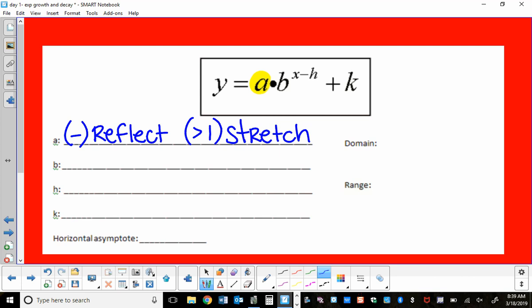If that first number is bigger than 1, we stretch. And if that first number is smaller than 1, we are going to compress.